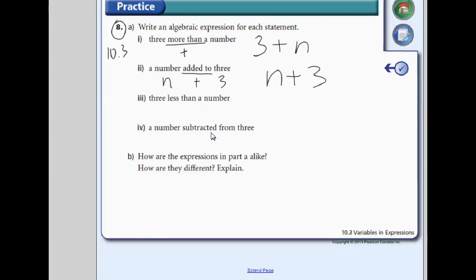3 less than a number. So this gets tricky. Let's say my number is 10. 3 less than 10 would be 7. So what they're saying here is I'm doing that number minus 3.